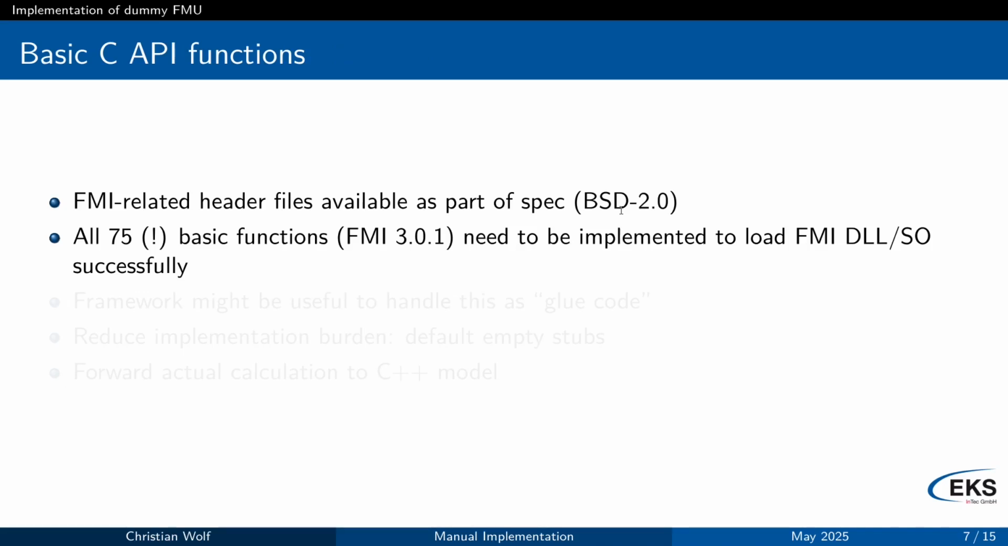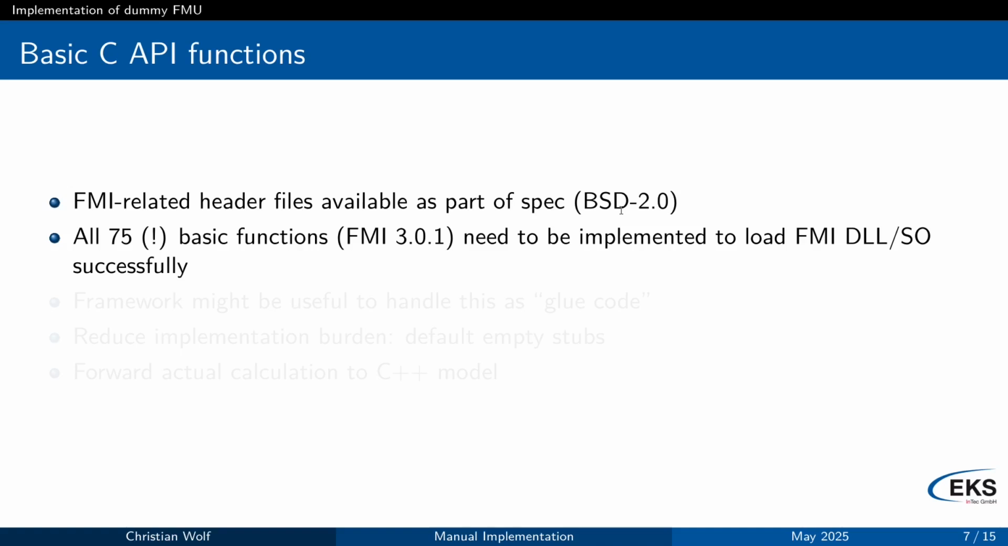The FMI header files are available depending on your version. You have to choose the right ones. They are in BSD2, as far as I know, all. And for FMI3, it's about 75 basic functions that you must all implement. If you don't use some of them, you can just put empty content there. But otherwise the FMI DLL will not be able to be loaded.